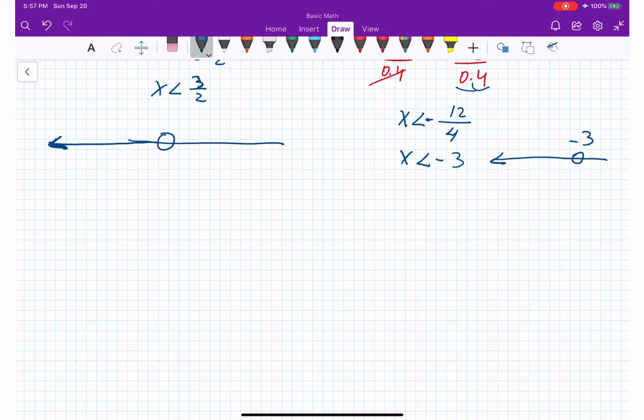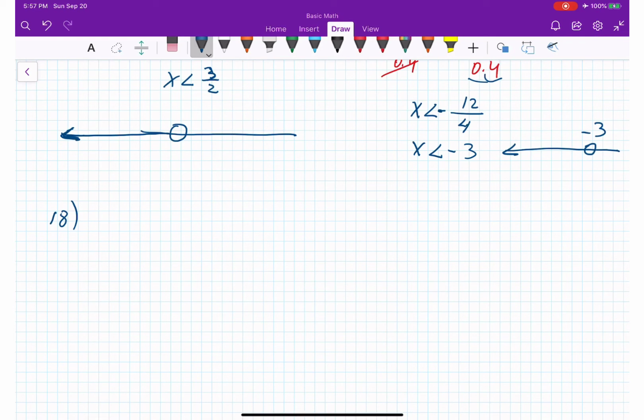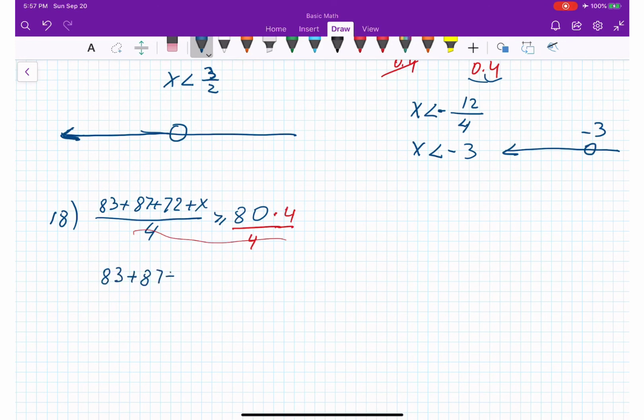Okay, question number 18. So what do we have? We have 83, practically the average, plus 87 plus 72 plus x, over 4, is greater or equal to 80. We need to find x. How are we going to do it? First of all, we need to bring it to a common denominator, which means divide by 4, multiply by 4. That means this 4 and 4 are gone, and we get 83 plus 87 plus 72 plus x greater or equal to 80 times 4, which is 320.